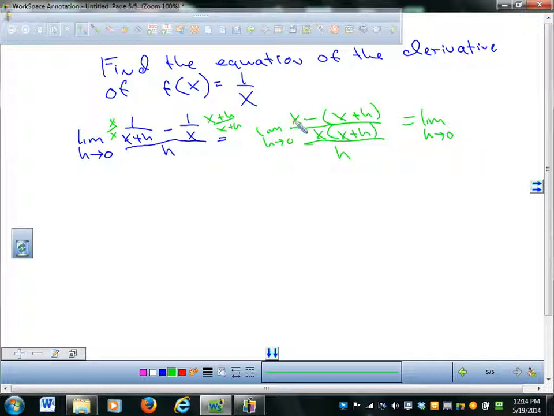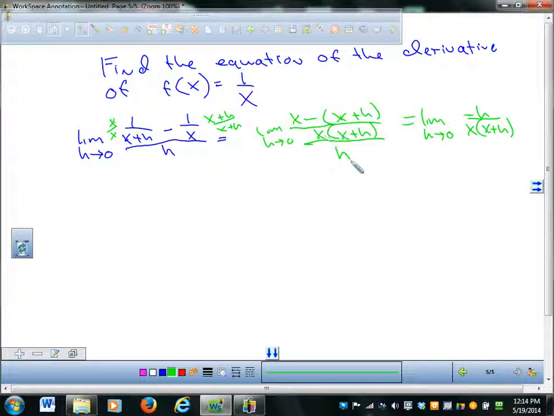What simplifies on the top? Go ahead, Savannah. What's x minus x? Nothing. What's minus h? It would be minus h because you're subtracting this whole thing. So you have a minus h on the top. On the bottom, you have x times x plus h. Wait, but that's in parentheses. Right, so you have to distribute through the negative sign.